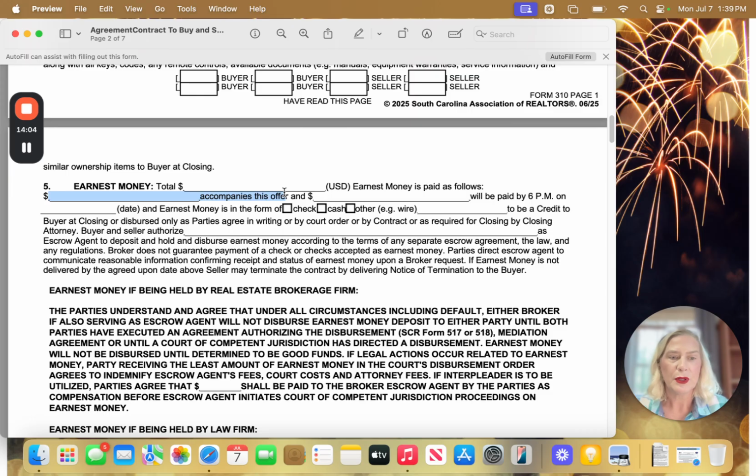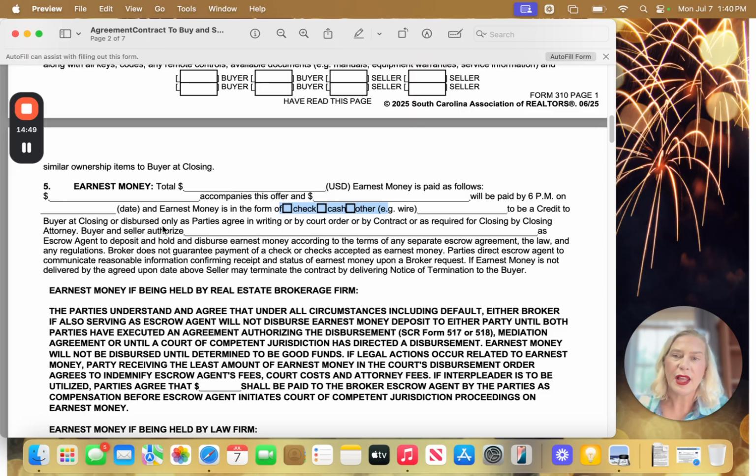But right now, remember, earnest money is due at the time of submitting the offer. So you're going to say $3,500 will accompany this offer. $3,500 total, $3,500 will accompany. That's it. Now, in this section here, you're going to put NA, this blank right here, NA, and then the date will be NA. And the earnest money is in the form of what? Is it a check, cash, or other? Make sure you put probably check or wire. We've had a lot of wires lately for closing attorneys. Blank to be a credit to the buyer at closing. Wire, other, any other way. There would be no other way, just a wire.